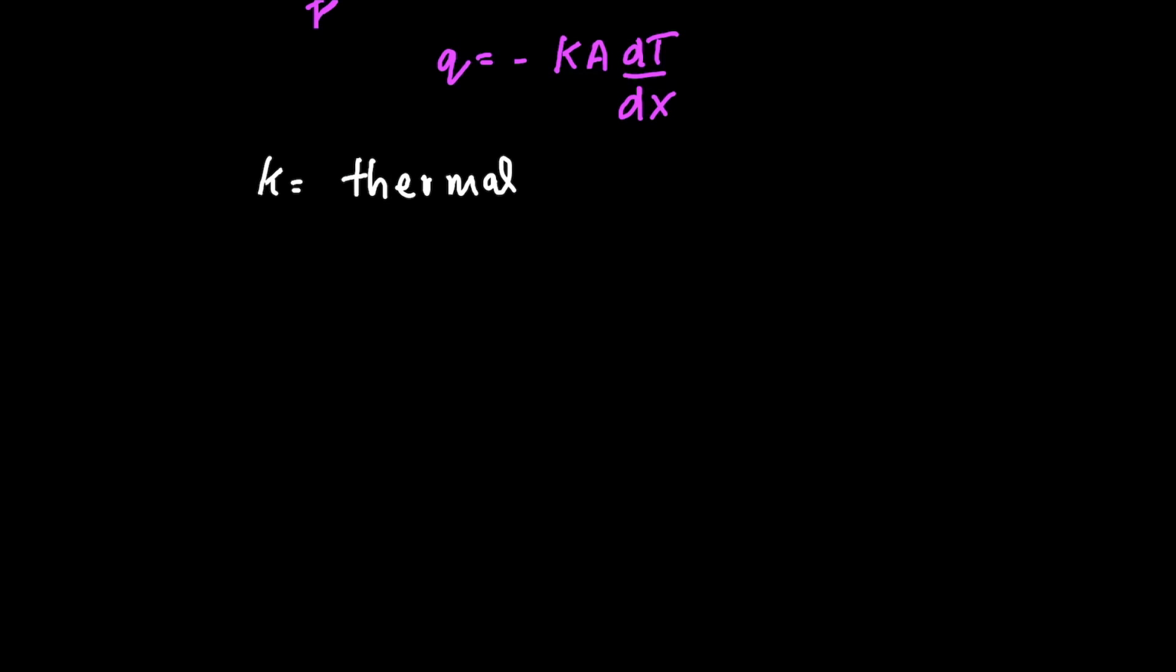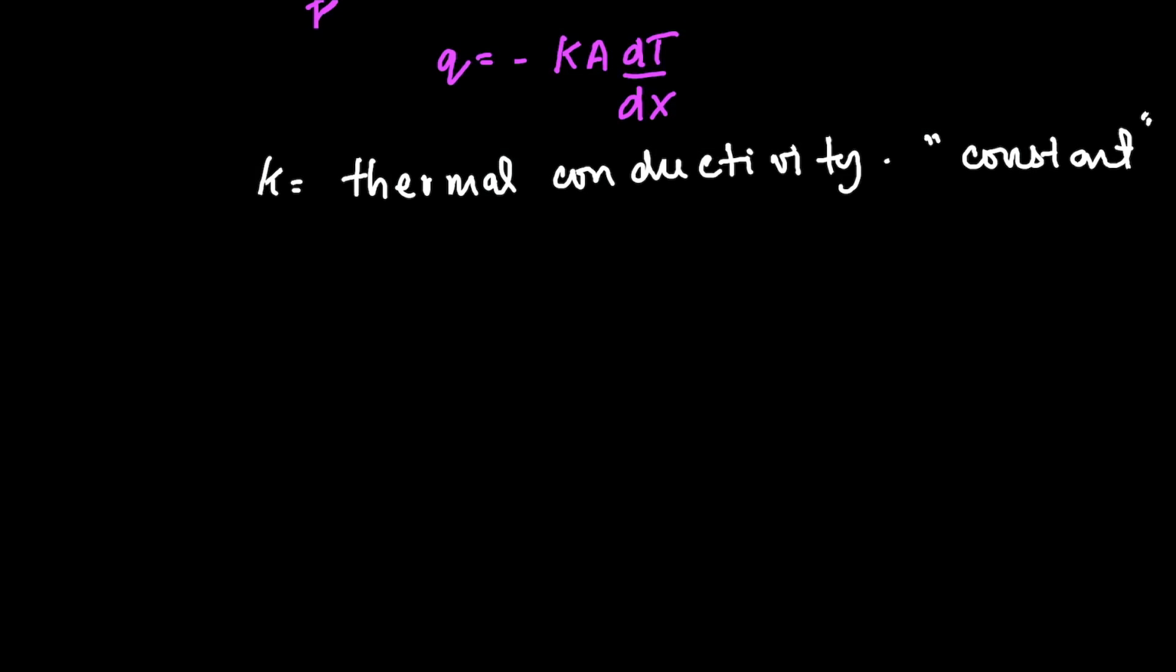I'll use the new slide. I'll rewrite the formula here. Q equals negative K A dT over dx. Now K is thermal conductivity. Basically, it's a constant for various materials, and it depends on various other properties such as temperature, pressure, and others.